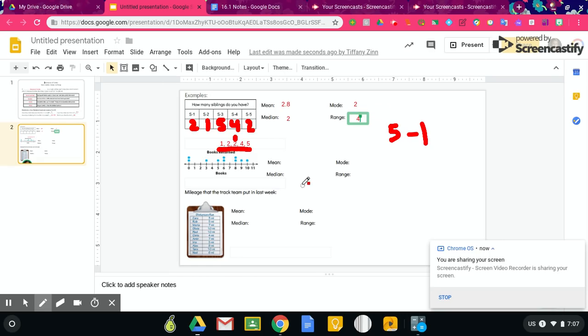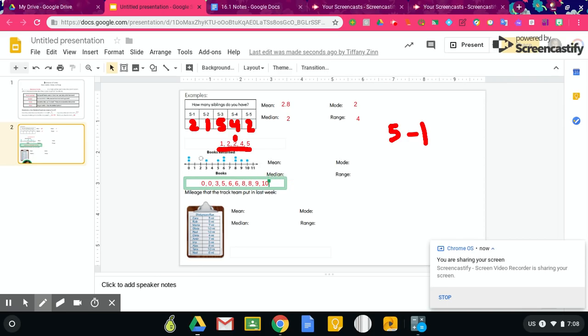Okay, on this next one, it's a dot plot, and it's a number line with blue dots above it, and each blue dot represents one data point. So if you look at the 0, there's 2 dots above it, so there's 2 zeros. And then there's 1 three, 1 five, 2 sixes, 2 eights, 1 nine, and 1 ten.